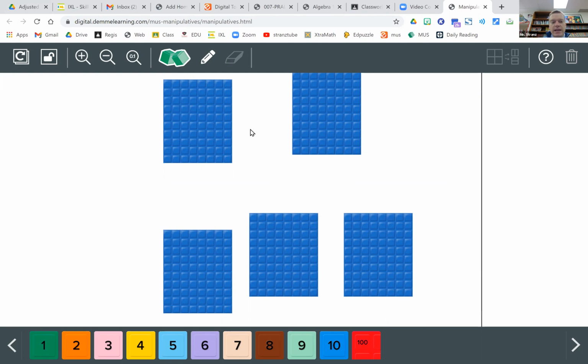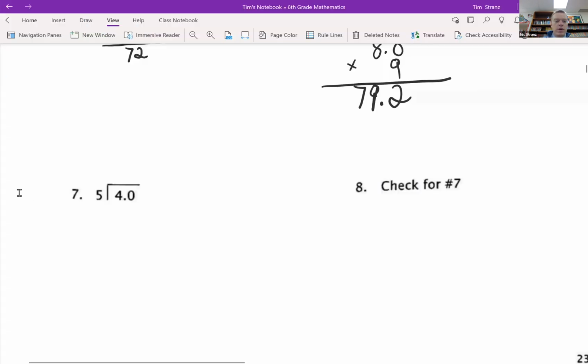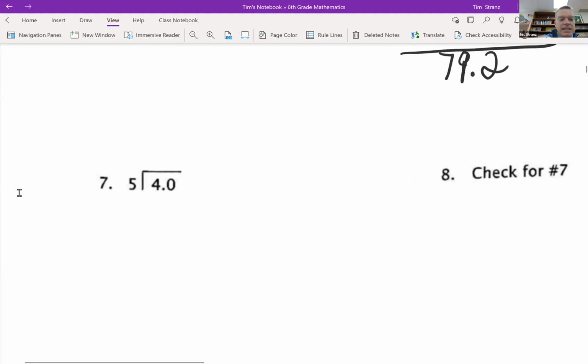All right, so we got 10, 20, 30, 40, 50, 60, 70, 80 tenths. Okay, so 80 tenths. So if we go back to our problem in our book, we had 4 divided by 5. Keep in mind, I got 80 tenths as my answer using the manipulatives.